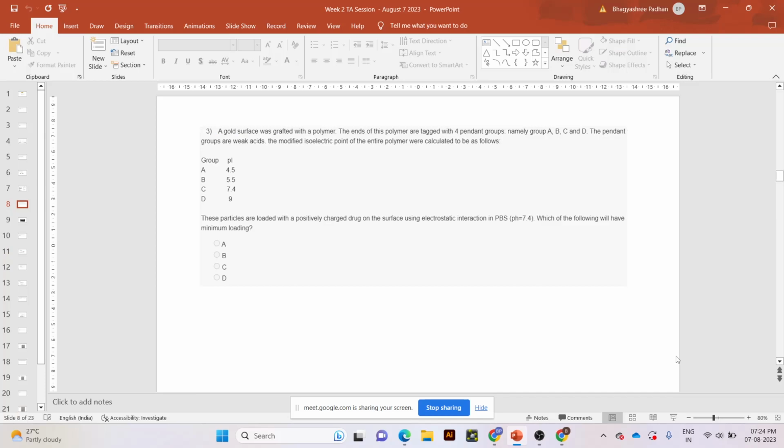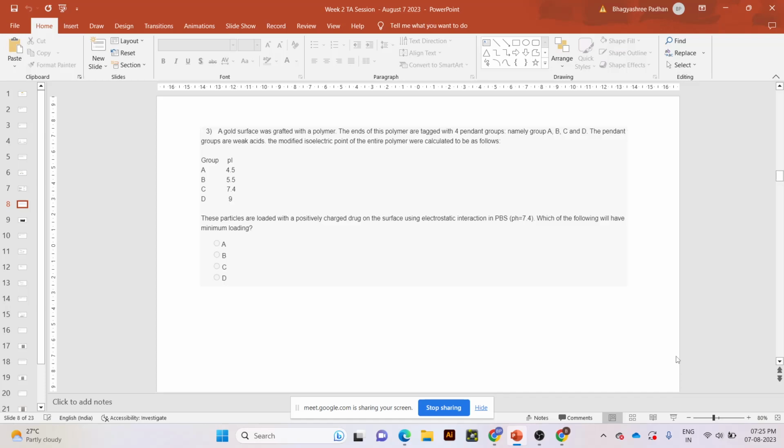So the third question here is, a gold surface was grafted with polymer. The ends of the polymer are tagged with 4 pendant groups, namely A, B, C, and D. The pendant groups are weak acids. The modified isoelectric point of the entire polymer was calculated as follows. So these are the isoelectric points with respect to the group. A has 0.5, 4.5, B 5.5, C 7.4, D 9.